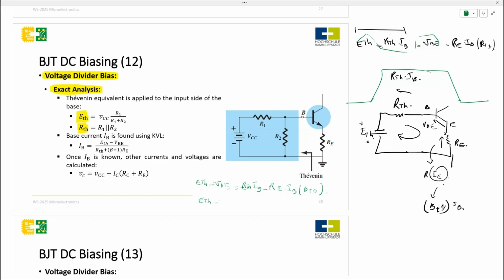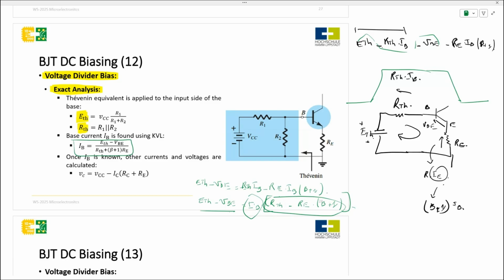So we can continue. So we have E Thevenin minus VBE equal IB multiplied by R Thevenin minus, R Thevenin minus RE multiplied by beta plus 1. And when you take IB by itself, so you divide by this part, and you will have in the end this equation. So this is the origin of this equation. This is where this equation came from.